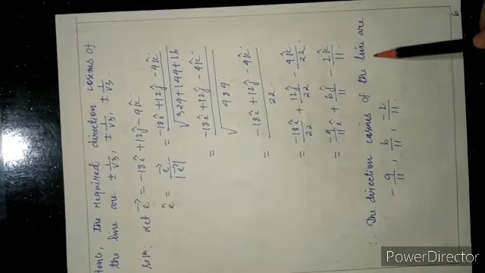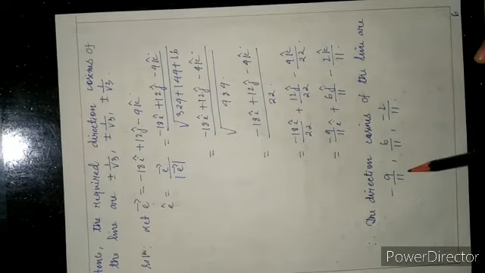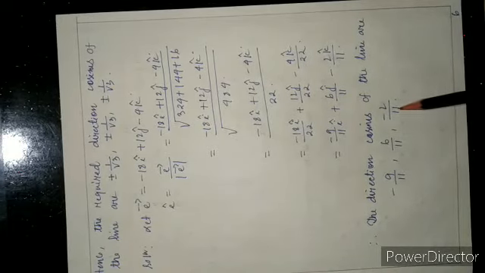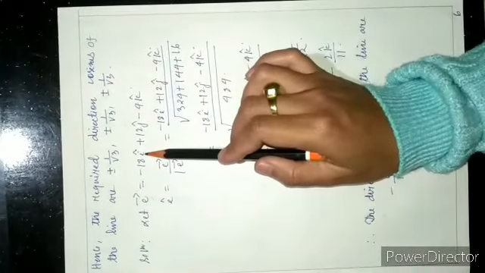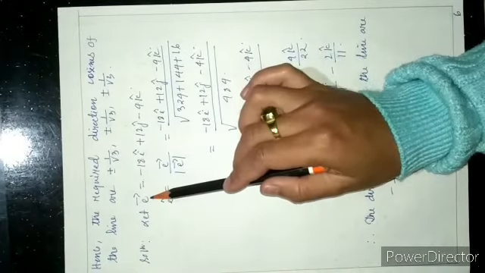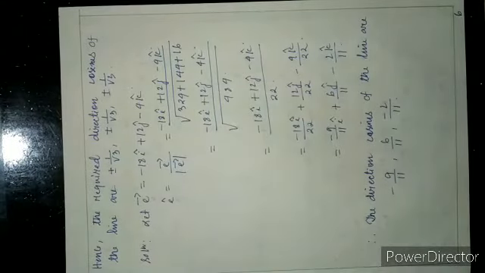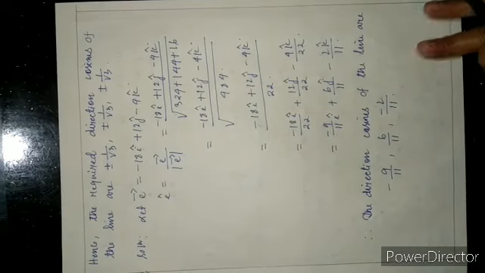Hence the direction cosines of the line are minus 9 by 11, 6 by 11 and minus 2 by 11. The unit vector gives the direction cosines, while the direction ratios are the components of the vector. For today, let's end here.